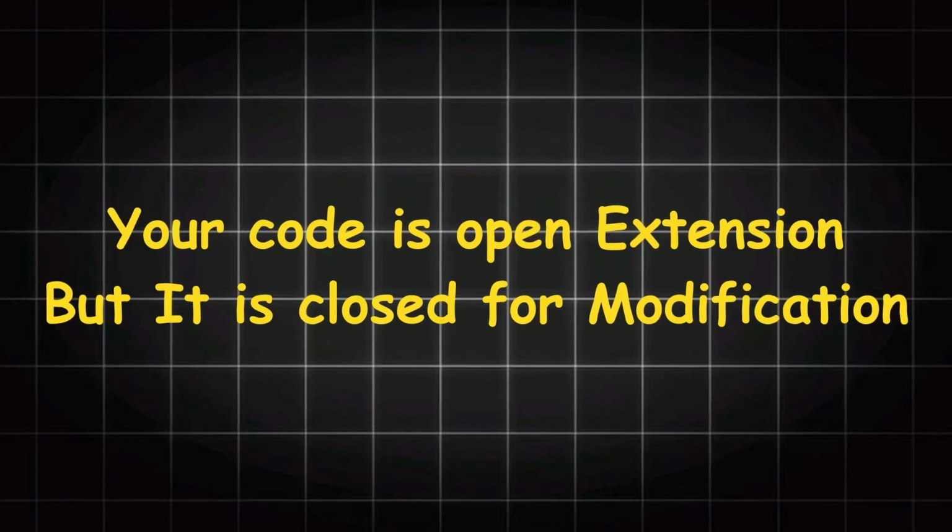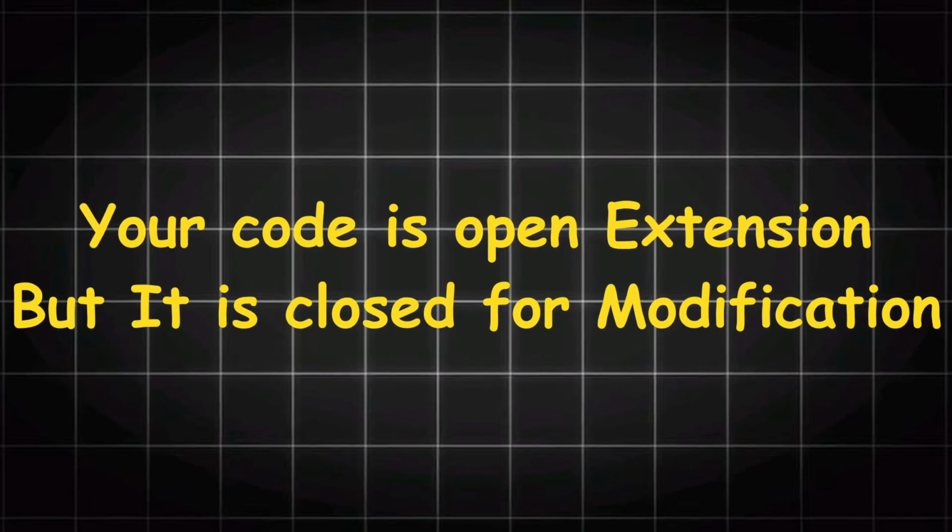Open close principle. The open close principle says that your code is open for extension, but it is closed for modification. What it means is you can add new functionalities or new classes to your code, but you cannot modify the existing code. Let's take a real life example.